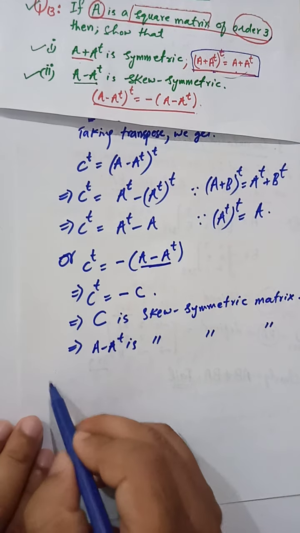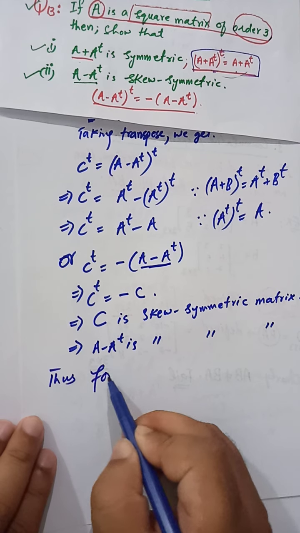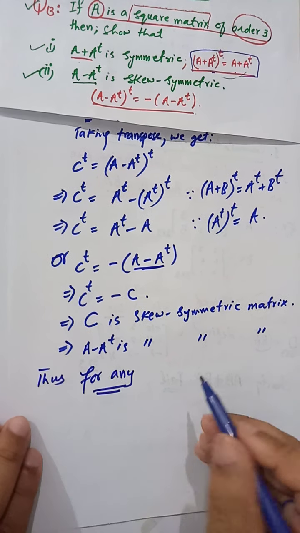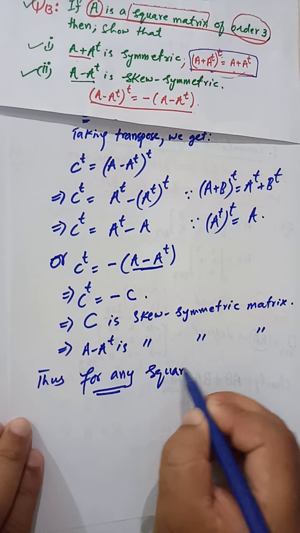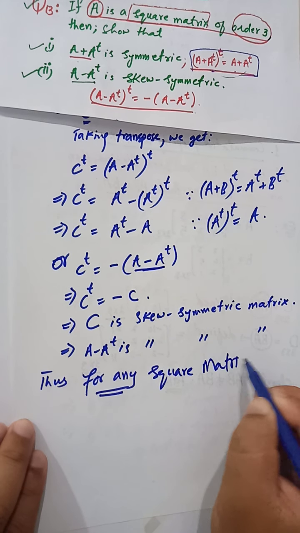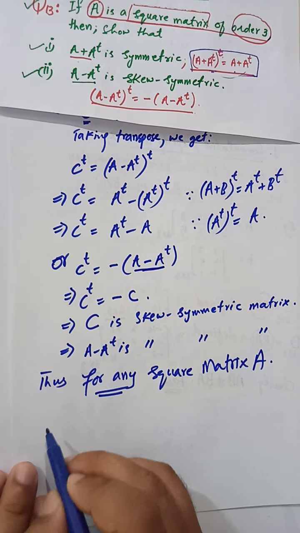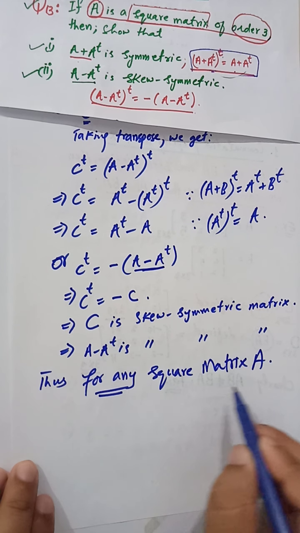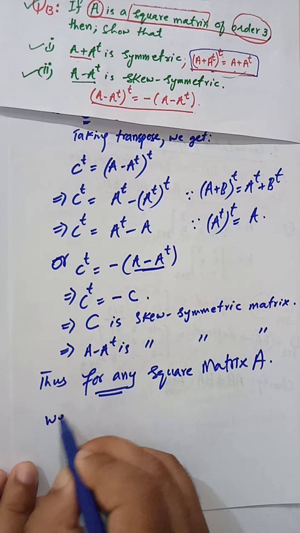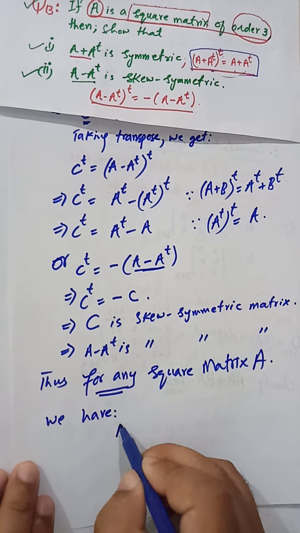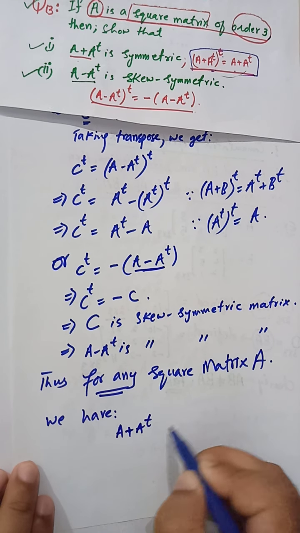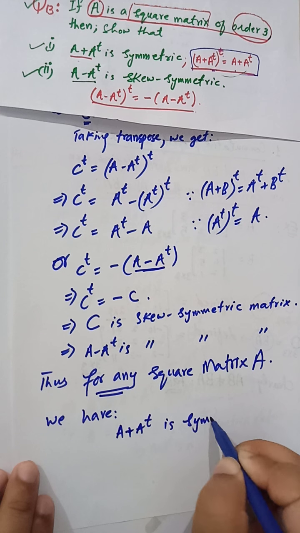So you see that thus for any square matrix A, matrix A means the order of the square matrix may be any. It may be 2, it may be 3, it may be 10, 20, 30, 40. We proved that for any square matrix A, we have A plus A transpose is a symmetric matrix.